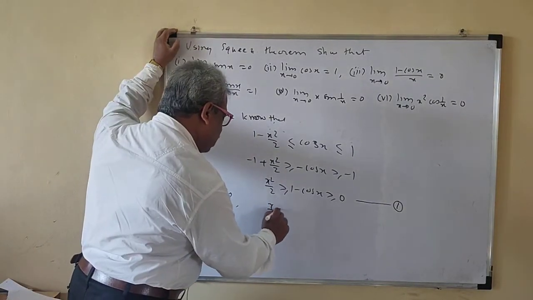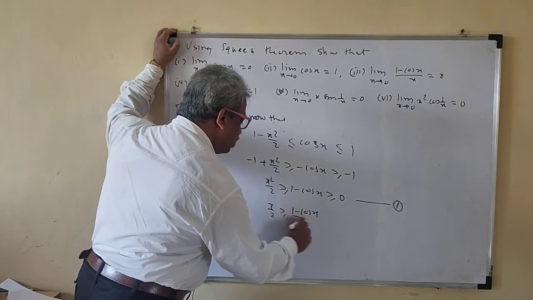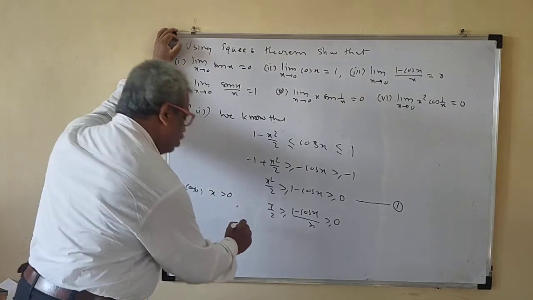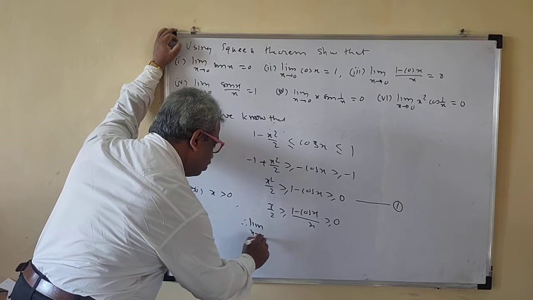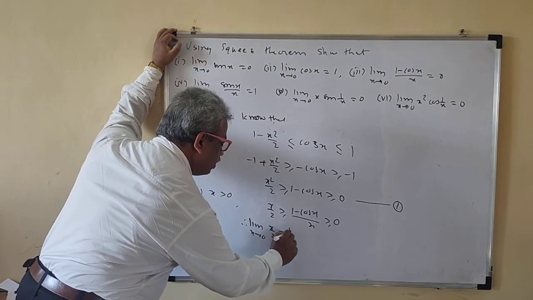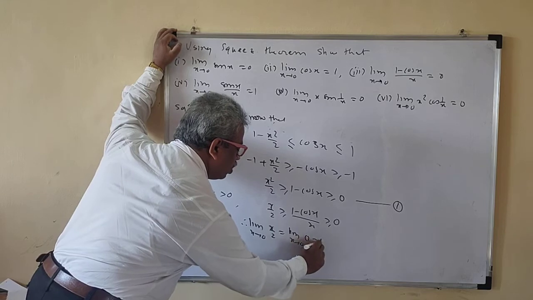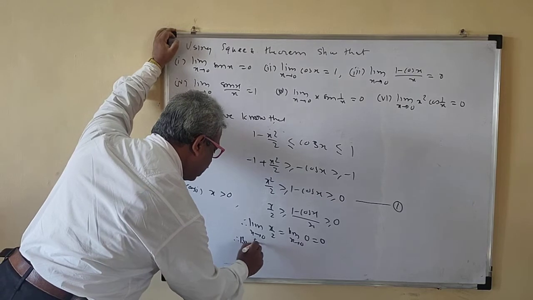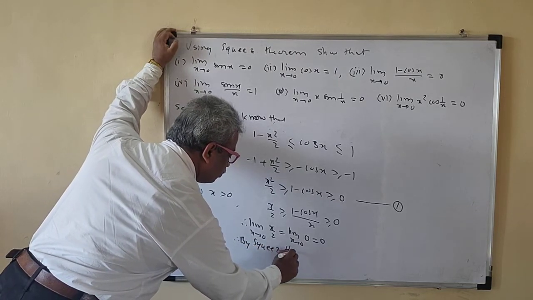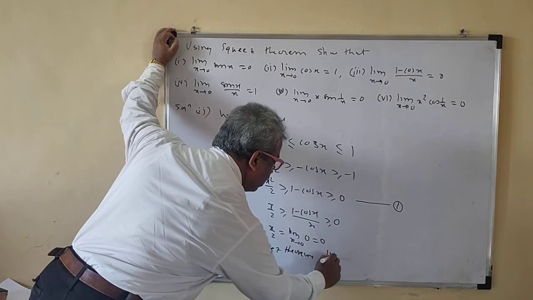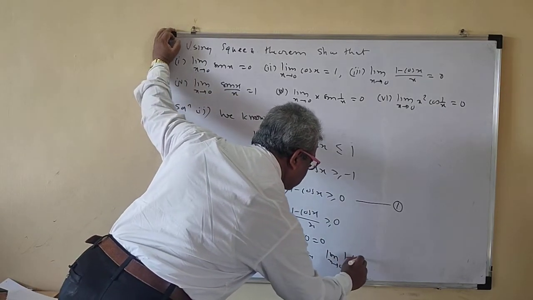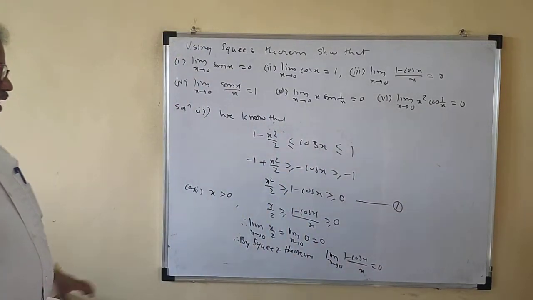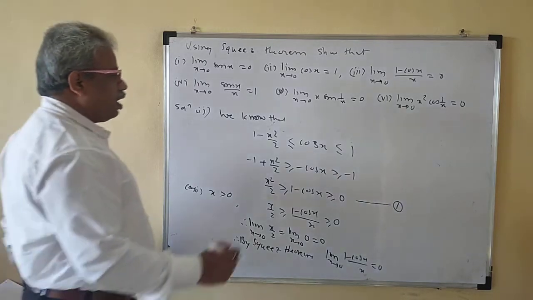So this is x by 2 greater than 1 minus cos x upon x, which is greater than or equal to 0. So limit as x tends to 0 of x by 2 is the same as limit as x tends to 0 of 0, which is 0. Okay, so therefore by the squeeze theorem, limit as x tends to 0 of 1 minus cos x upon x is equal to 0. So in case 1, if x is greater than 0, this is the result. Okay, now case 2.